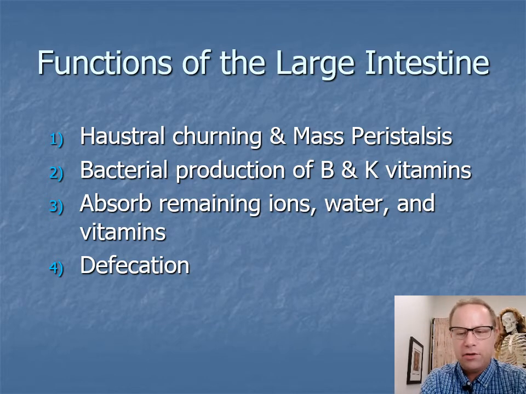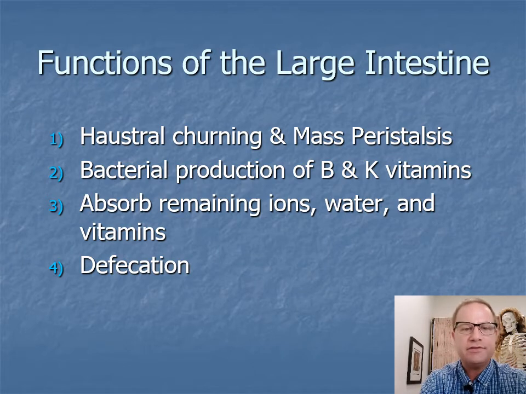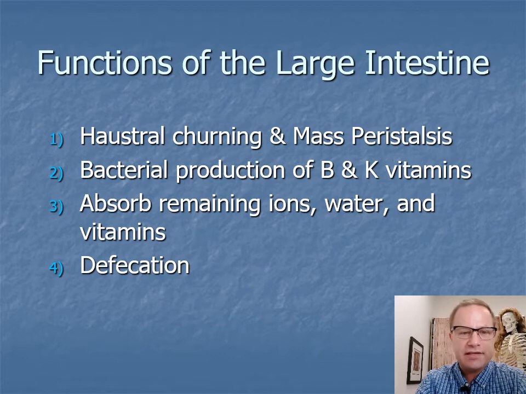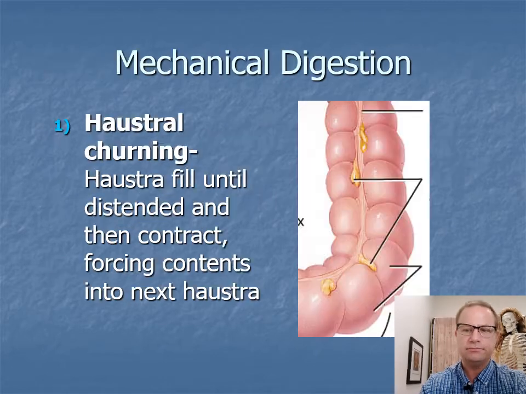And then we have something called mass peristalsis, which is pretty funny, and I'll talk about that here in a minute. In the large intestine, we have bacterial production of vitamins B and K, and that happens through bacteria. We can't extract these vitamins ourselves, and so that's why it's important to have a good gut flora of bacteria. And also the large intestine is where we absorb remaining electrolytes and water, and eventually we get rid of all the other stuff we don't need through the act of defecation.